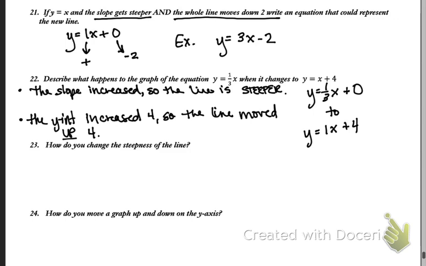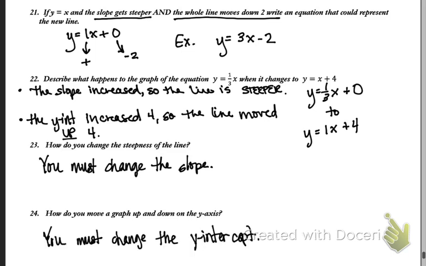How do you change the steepness of a line? You're going to have to change the slope. And how do you move the graph up and down on the y-axis? You change the y-intercept.